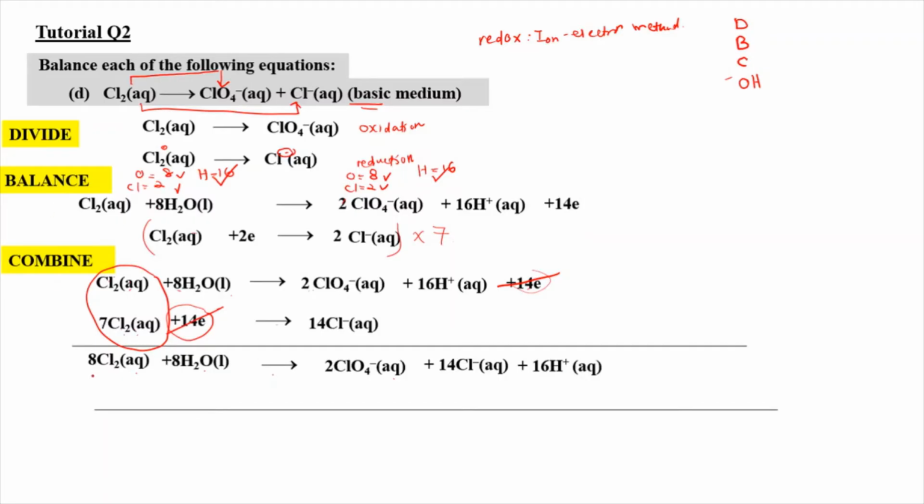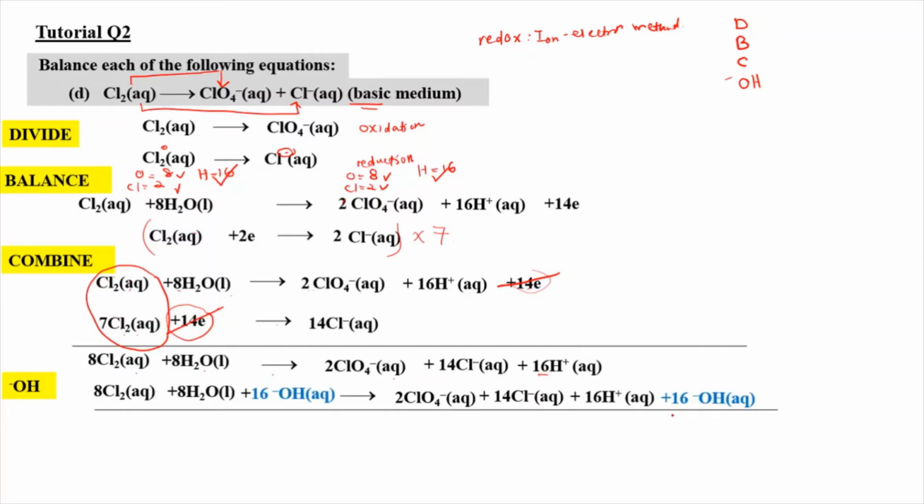And now you're going to do the O part, which is where you need to add hydroxide ions. The hydroxide ions are added on both sides, on the left hand side as well as on the right hand side, and the number of hydroxide ions added needs to be equal to the number of H plus that we have. So in this case we're going to add 16 on the right hand side, and then we're going to add 16 hydroxide on the left hand side, because it needs to follow the same number of H plus here.